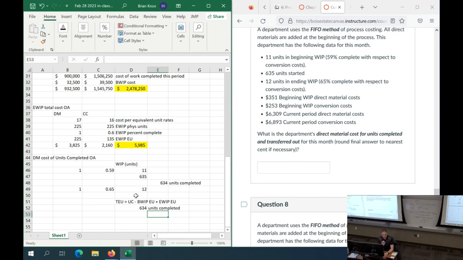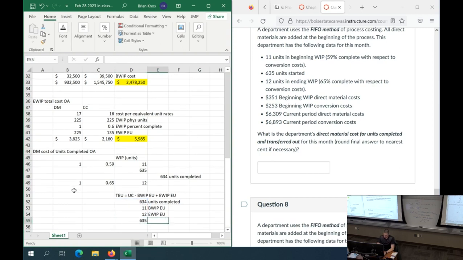TEU in FIFO is the same as units started in a very particular case when it's direct materials that are added at the very beginning of the process. And we'll test that out. So we have beginning WIP equivalent units. It's this 11 times the 1, just to be extra pedantic about it. Ending WIP equivalent units is this 12 times the 1. So we have units completed minus beginning WIP equivalent units plus ending WIP equivalent units. We end up with TEU, same as units started, right here and right here.